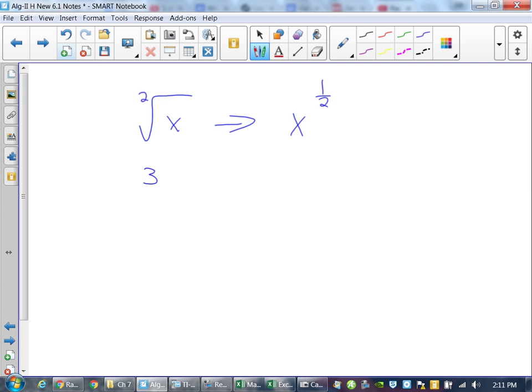Same deal here. If it's the cube root of x, what do you think it's going to be? x to the 1/3. Which means my nth root rule would be what? The nth root of x is x to the 1/n. That's it.